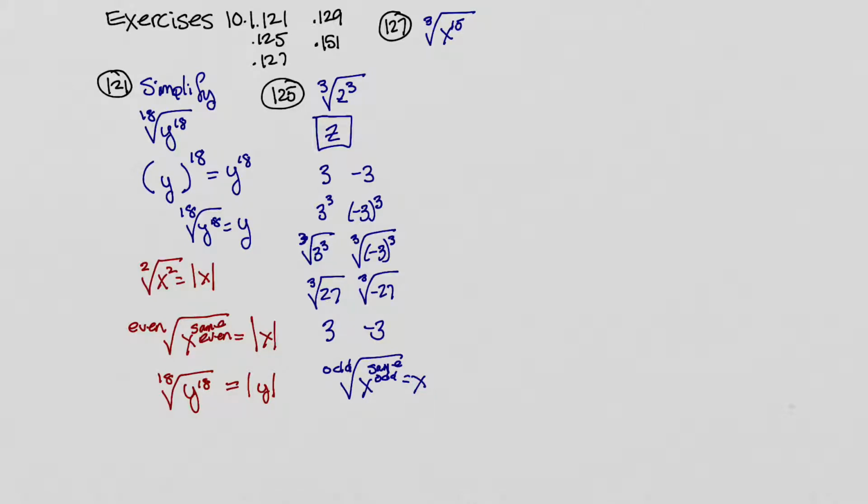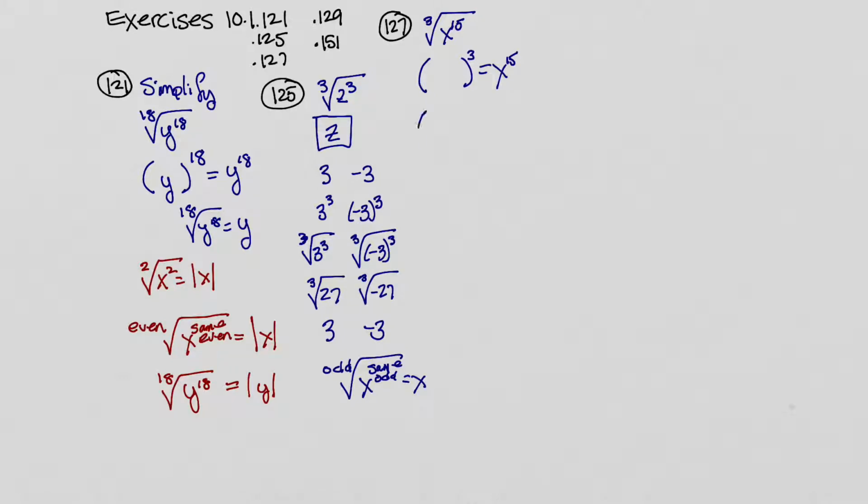Now in number 127, we're looking for the cube root of x to the 15th. So what we're looking for here is some number that when we raise it to the third power, that 3 right there, we get x to the 15.